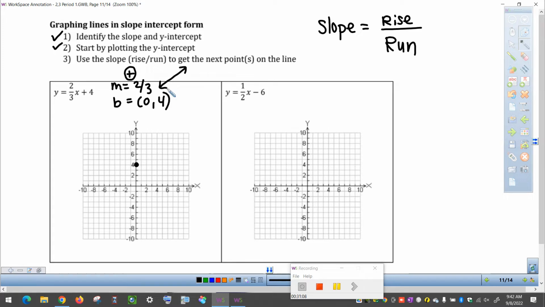Okay, so here's why that's helpful. So from the y-intercept, the rise is 2, so we're going to go up 2 spaces, up to the y value of 6.